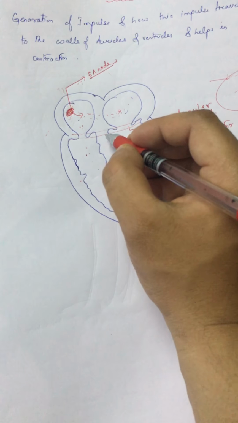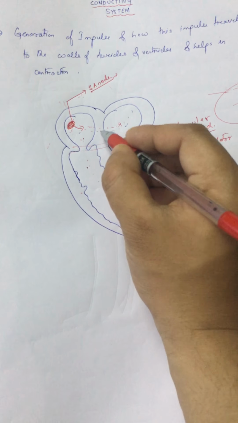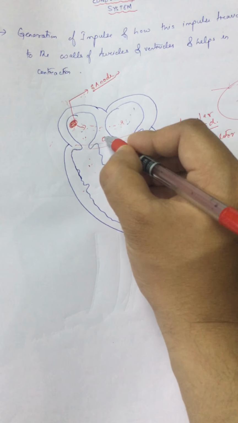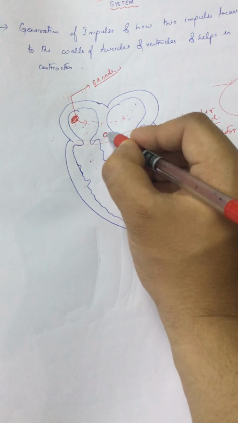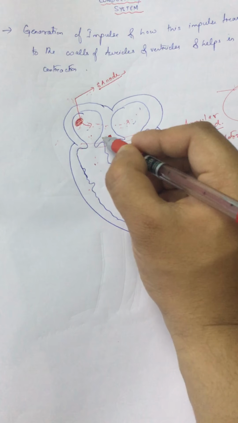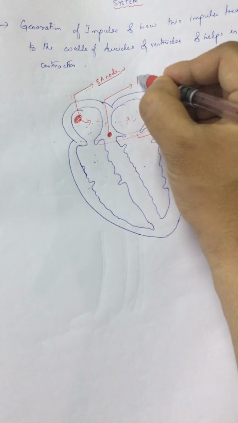Then how will the impulse pass through the auricles? The second part of the conducting system is present near the interventricular septum, at the junction of the interauricular septum, and this is called the AV node.